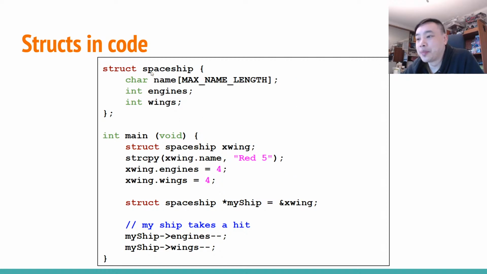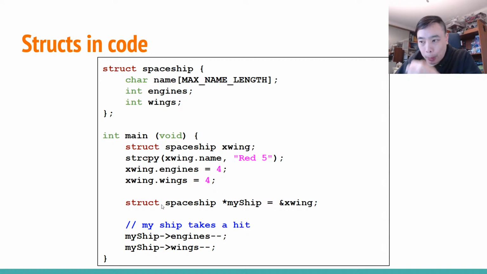So I've got this one here, which is a spaceship. And so the spaceship has a name. Let's assume that there's a hash define for the maximum name length. It has a number of engines and a number of wings. And so I've created this one here. So this is a variable that I've made myself. And I've called it X-Wing. And the X-Wing's name is Red 5. Red 5 has 4 engines and 4 wings. So if anyone here knows Star Wars, this is a quote from Star Wars. Luke Skywalker's X-Wing is called Red 5.